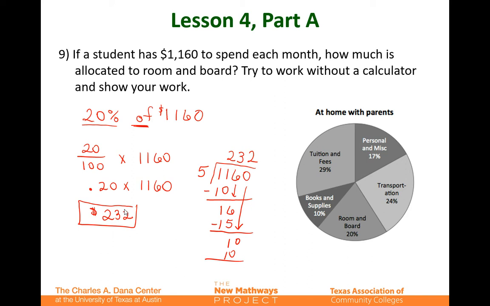One more way to do 20% is to remember that 10% is easy to calculate. 20% of $1,160, 10% would be 116. To get 10%, we just move that decimal one place. So if I have 2 of those, I'll have 20%. And that, of course, is still $232. So we have a few approaches when we really start to understand the relationship between fractions, decimals, and percents.